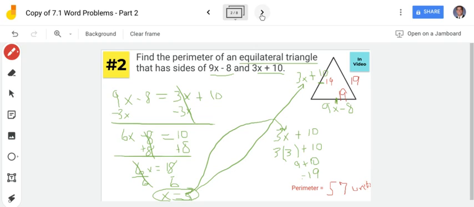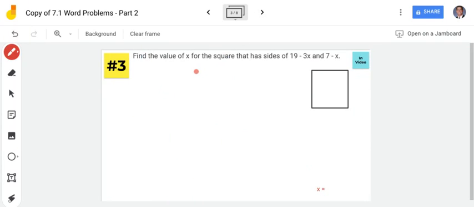Okay. Number 3, find the value of x for the square that has sides of 19 minus 3x and 7 minus x. Okay, one other option for your tools over here is this T, this text box. If I click the text box and click and drag it, let's say I want the text box right here. Now I can type in 19 minus 3x, and then I can drag it wherever. So let's say this side's 19 minus 3x. And let me do another text box. Let's call this side 7 minus x.